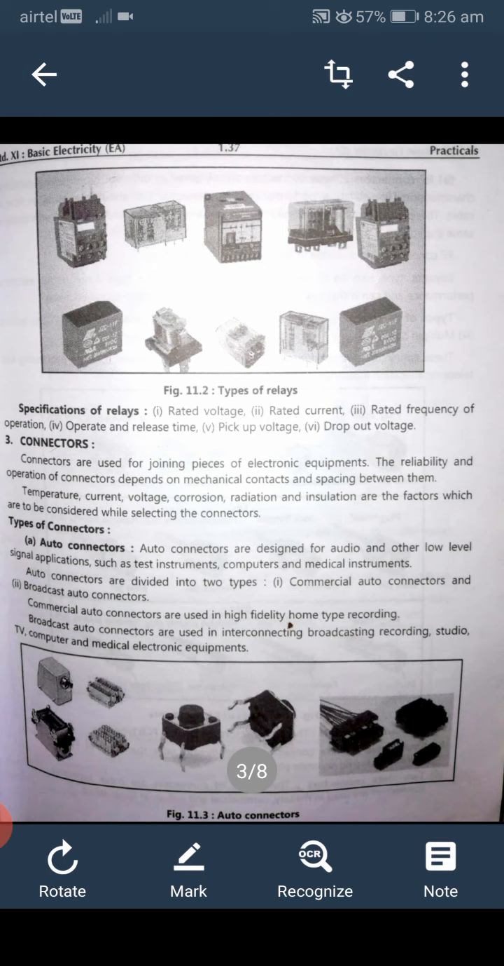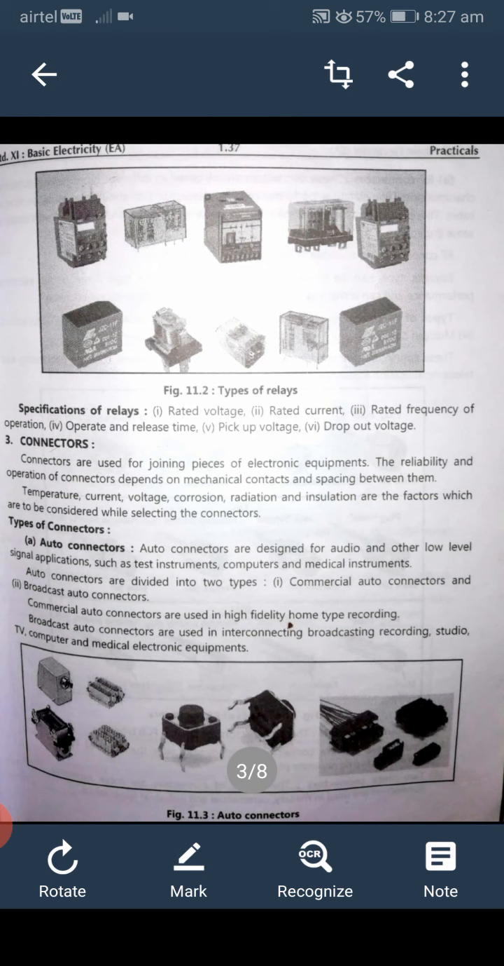Specification of relay: rated voltage, rated current, rated frequency of operation, operate and release time, pick up voltage, drop out voltage.